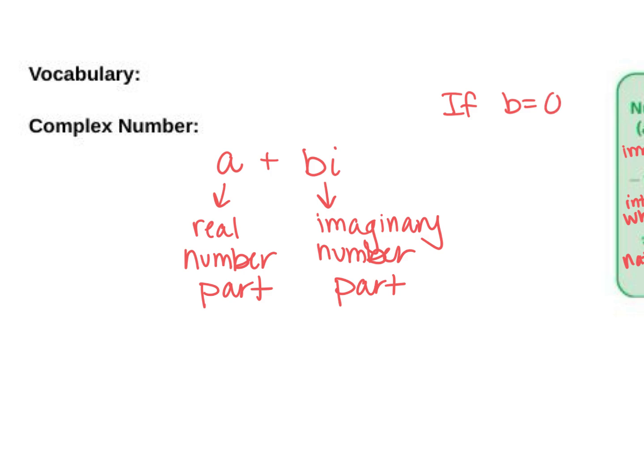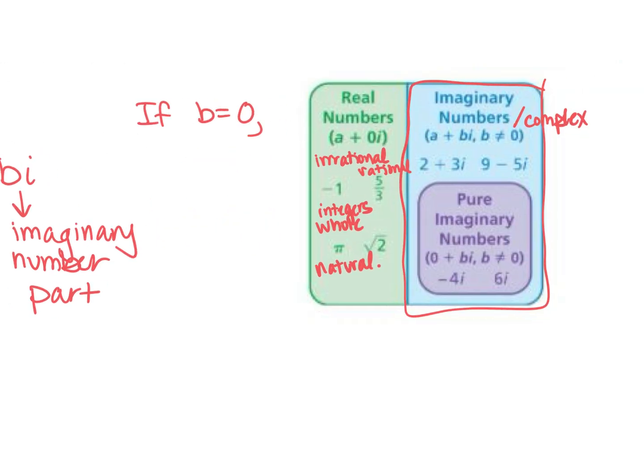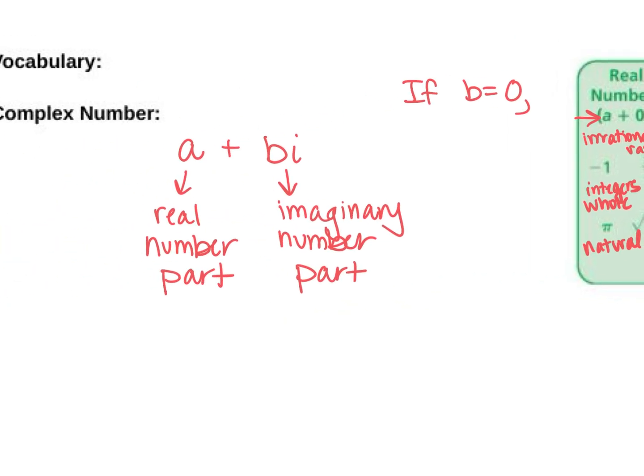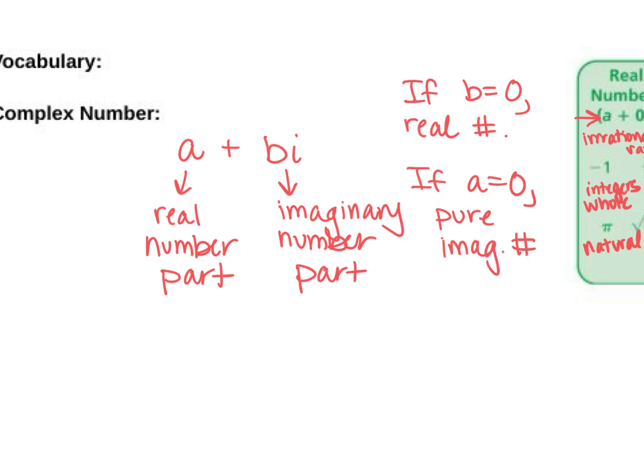If your b equals 0, so if b is 0, like here, then you have a real number. If a equals 0, then you have what's called a pure imaginary number. And if you have both of them, then that's called a complex number.